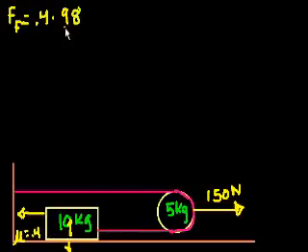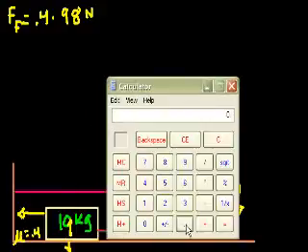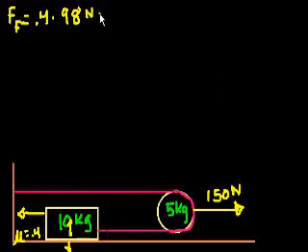So it's 0.4 times 98 newtons, and if we get the calculator out, 0.4 times 98 equals 39.2 newtons. So that's the force of friction going backwards on this mass.